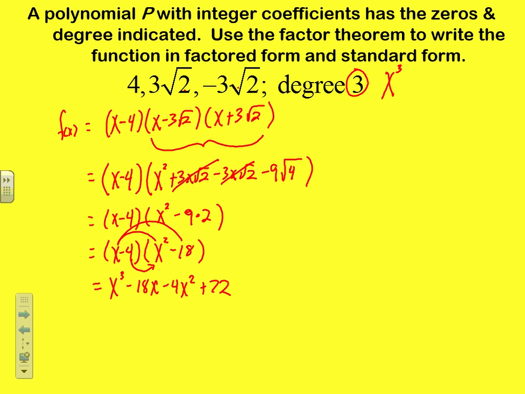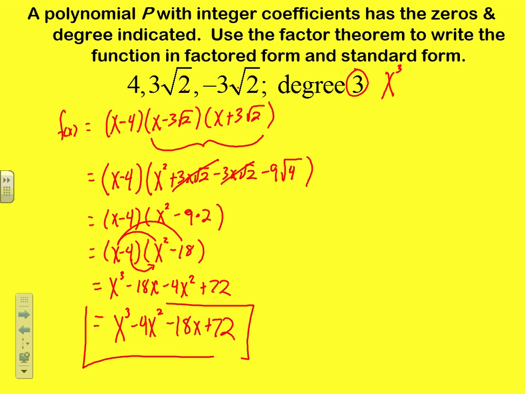So the only thing I'm really going to do differently is, writing it in standard form, we put the exponents in order from greatest to least. So I'm going to say x cubed minus 4x squared minus 18x plus 72. And so here is the function in standard form.